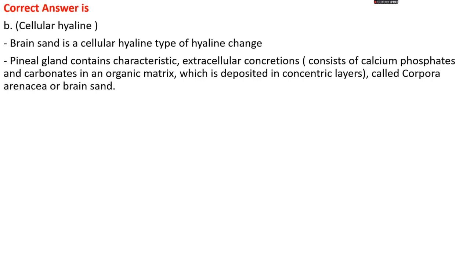Since the pineal gland contains characteristic extracellular concretion. That concretion mainly consists of calcium phosphate and carbonate in an organic matrix, which is deposited around the pineal gland in concentric layers, that is called corpora arenacea or brain sand.